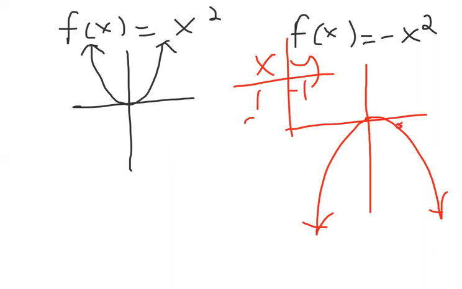Now, if you plug in 2, you get a negative 4. 2 comma negative 4 would be way down here. You see what I'm saying? So guys, this makes sense. And if you're not sure, go ahead, use a T chart, use a table of values. This will verify what's happening. So that's the second function.